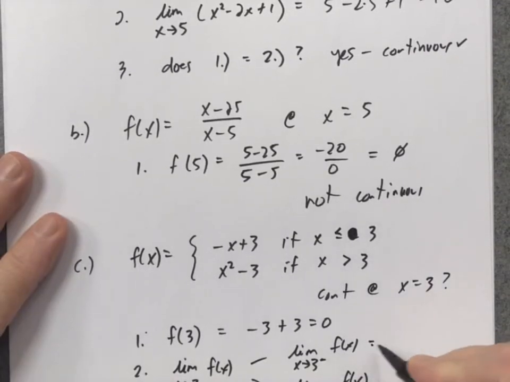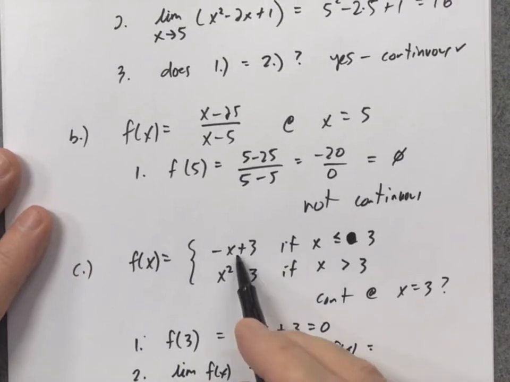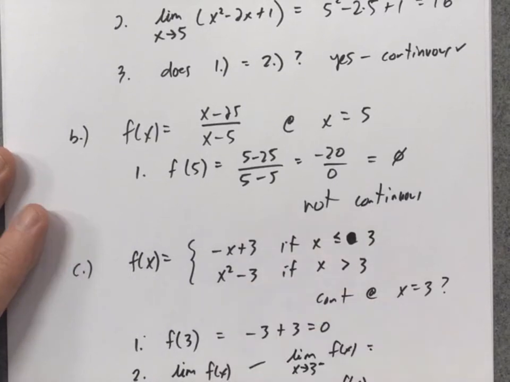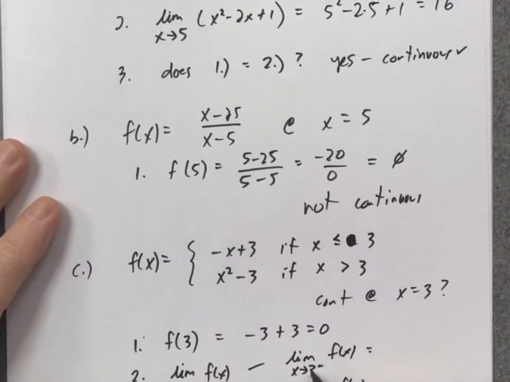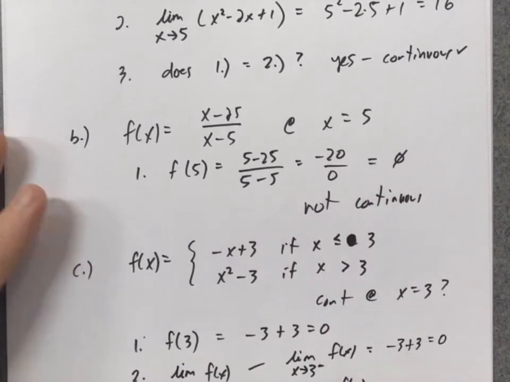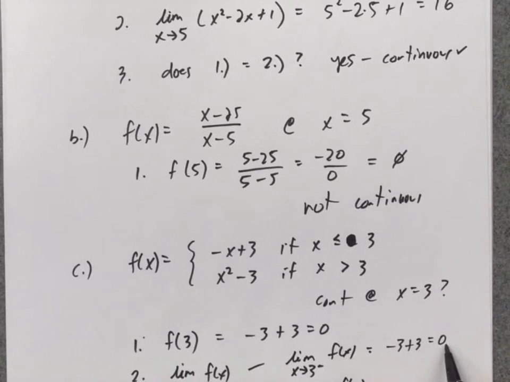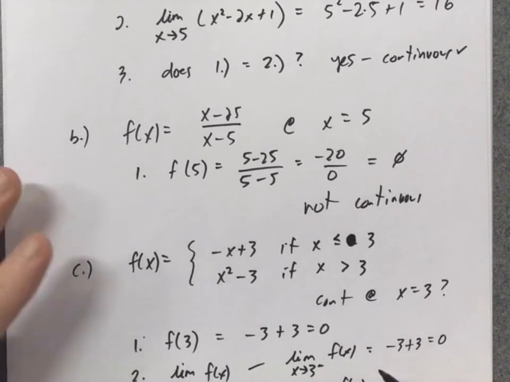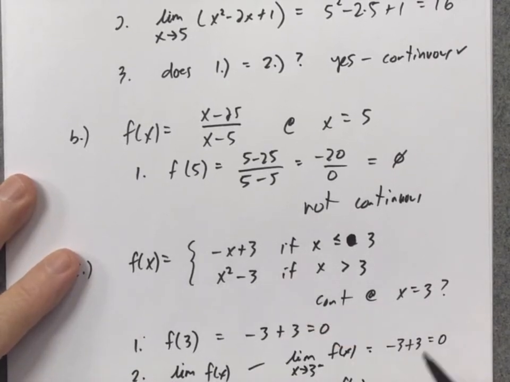So the low side, the function I use is the top function, because here I'm looking at my number a little bit less than 3, which means I use this top function. So I can plug in 3 for x, and you get minus 3 plus 3 equals 0. So the low side limit is 0. Now the high side limit, which means x is a little bit larger than 3, I have to use the second function. So now I plug in 3 for the second function, and I get 3 squared minus 3. This is 9 minus 3, which is 6.